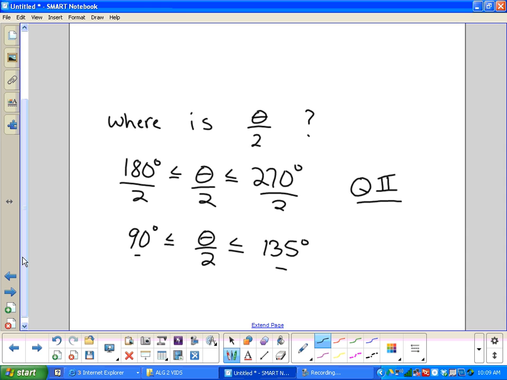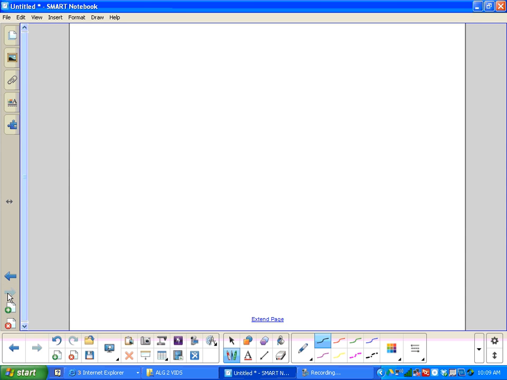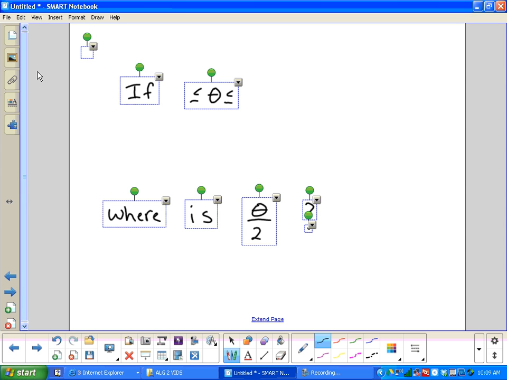Now, let's look at quadrant 4. You probably know that that's coming. So how could I label quadrant 4 from what to what? Either way, whatever way you want to do it. Let's just do radians. That would be from 3 pi over 2 to 2 pi. Okay. So now let's find out, where would the half angle be?